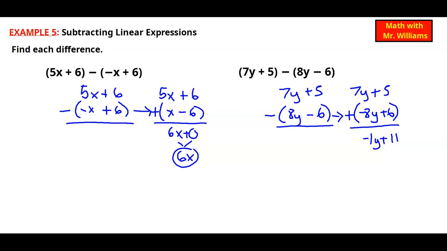And we're going to simplify that a little bit more. So most answers don't require that 1 out front because it's understood there is 1 of something there. So it's just a negative y plus 11 is our final answer.